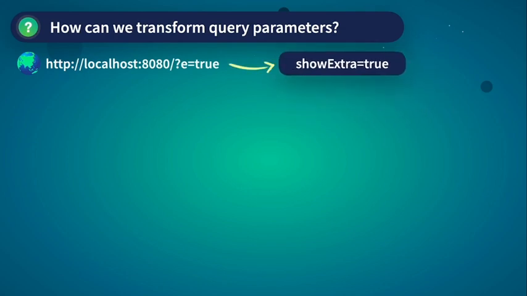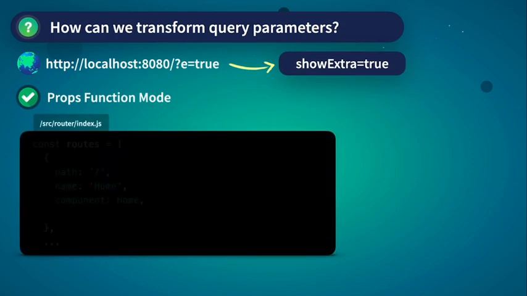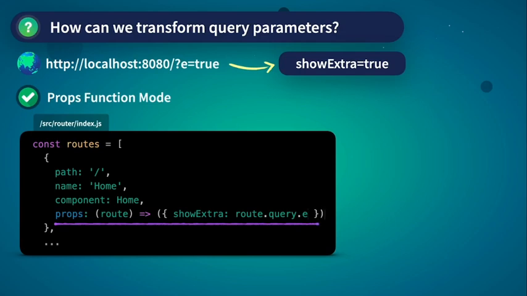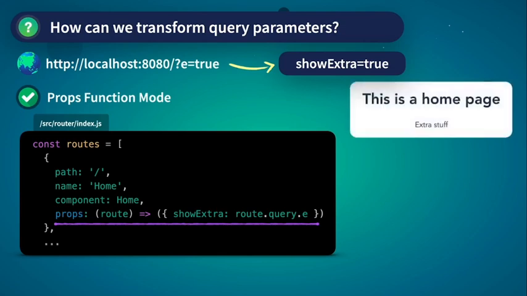In this case, we can use props function mode. So back inside of our router file, we'll write props: route => ({ showExtra: route.query.e }). You can see here we're creating a new object and setting the showExtra property equal to query.e. That gets sent in as a prop using the component you saw in our previous example. That would print out a home page with extra stuff.